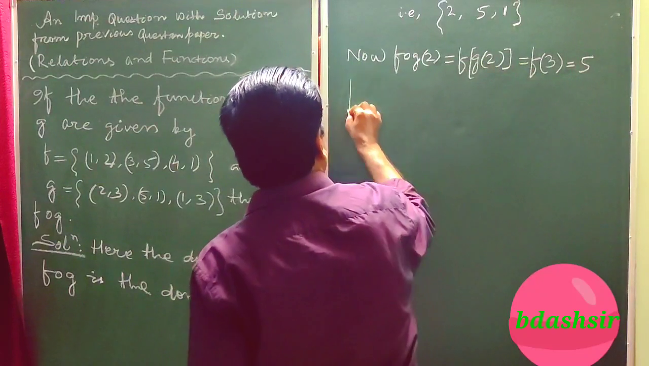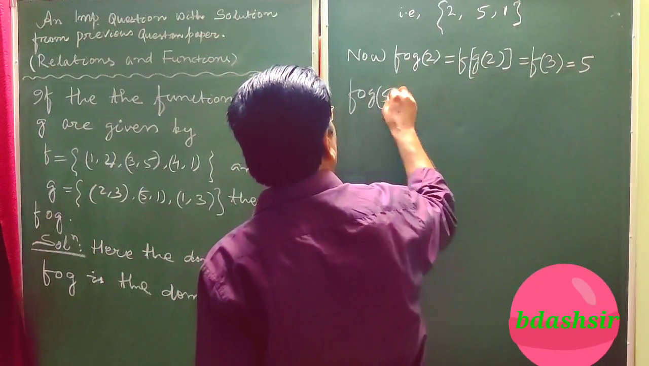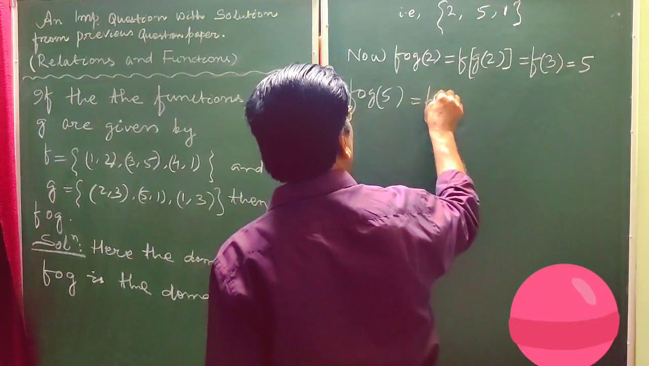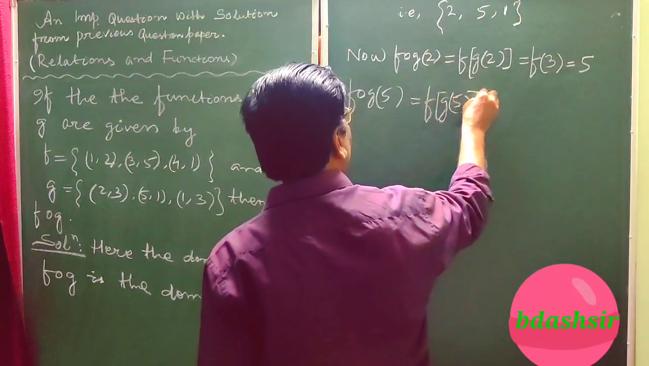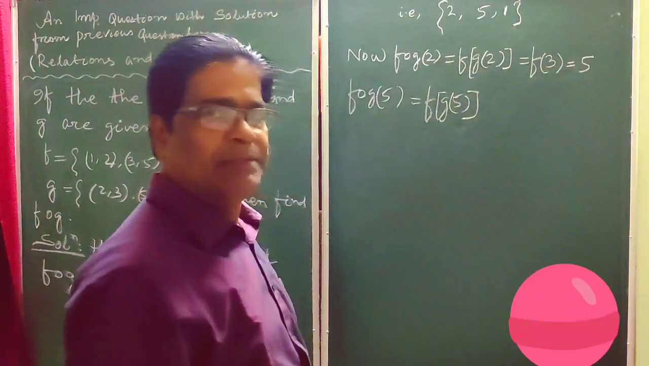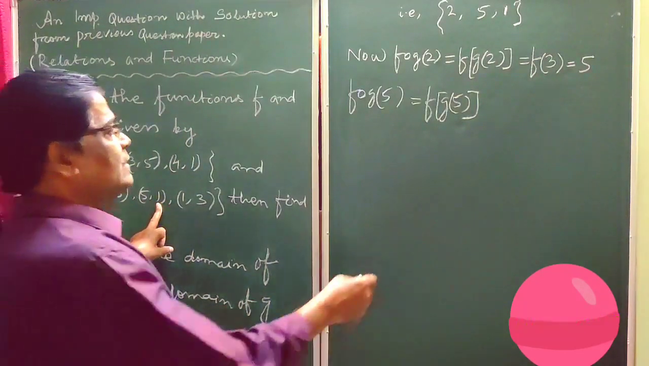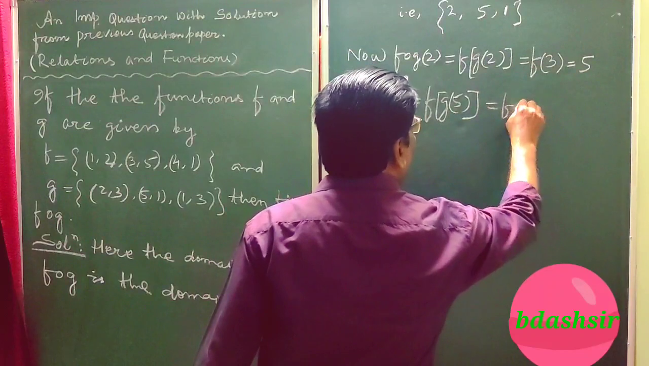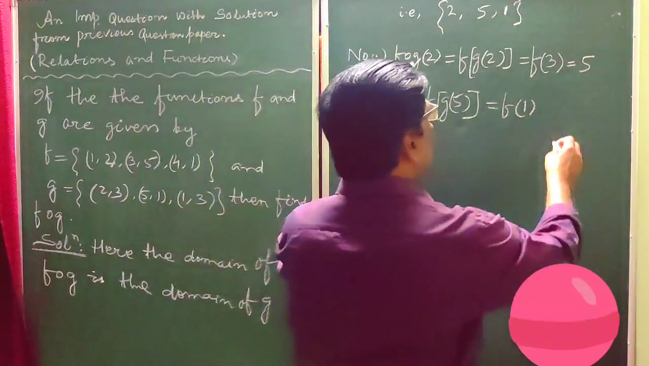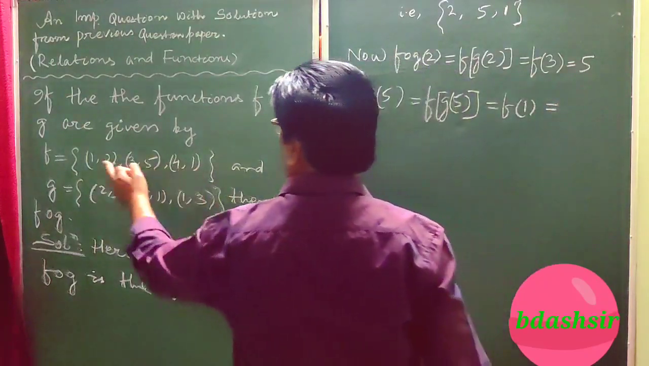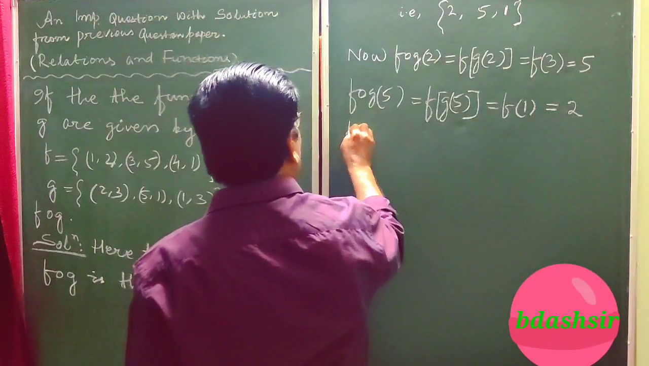Then f o g of 5 is equal to f(g(5)). Here g of 5 is 1, so we can write f of 1, and f of 1 is 2.